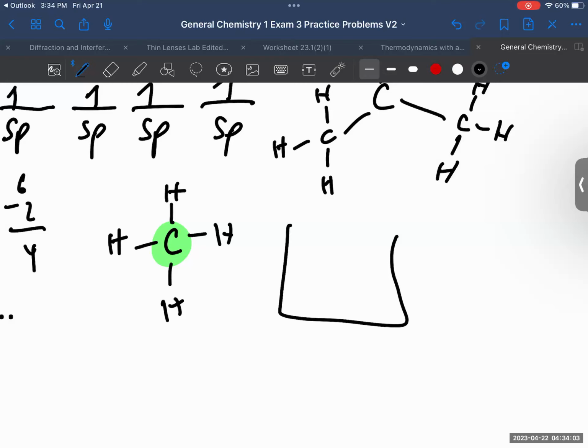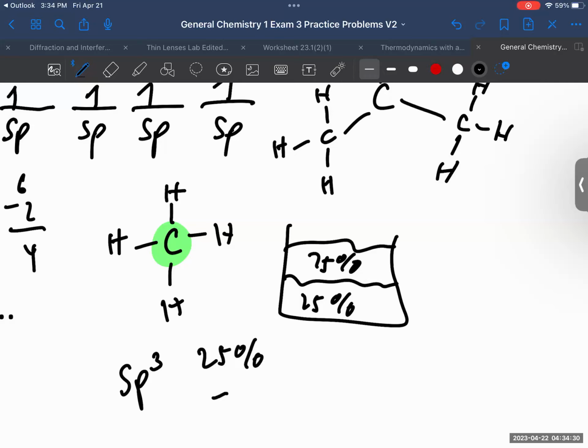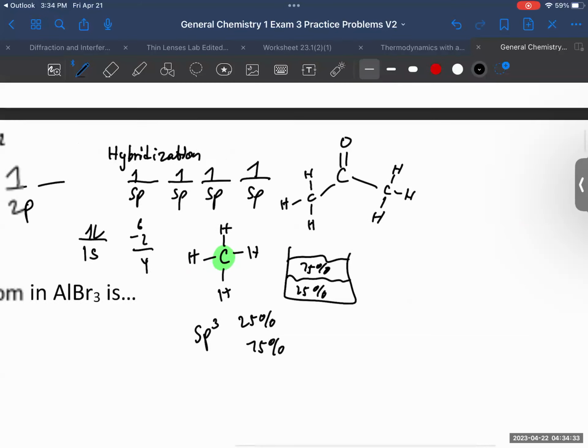An sp3 hybridized orbital would be like 25% rum and 75% Coke. There's something called percent s character, which is basically how close electrons are to the nucleus. For an sp3 hybridized orbital, what's the percent s? 25, and then there's 75% p. That's what it's saying: is it more like an s orbital or more like a p orbital?